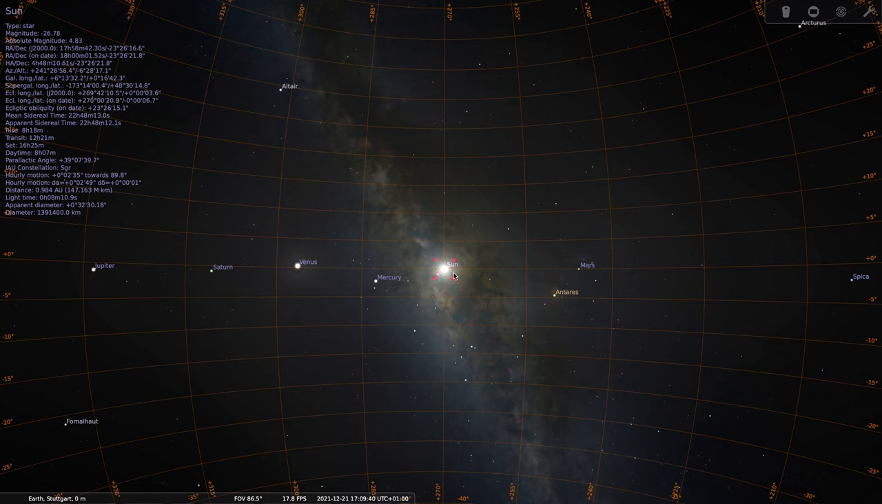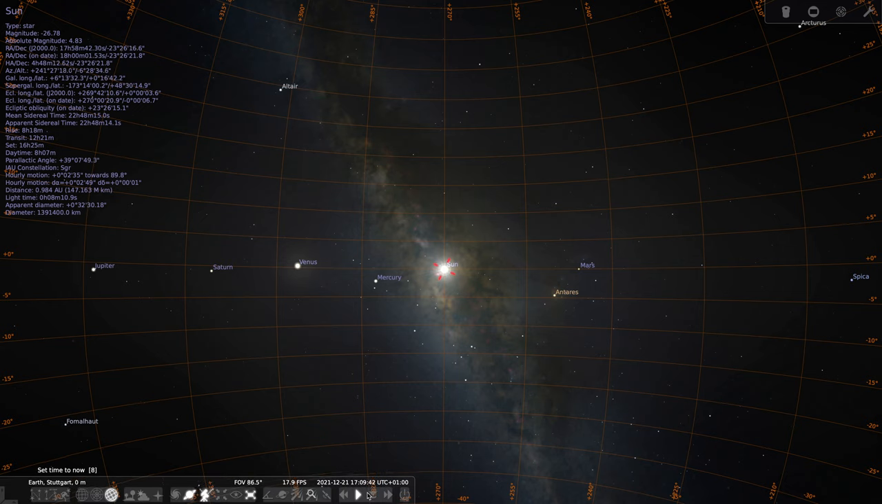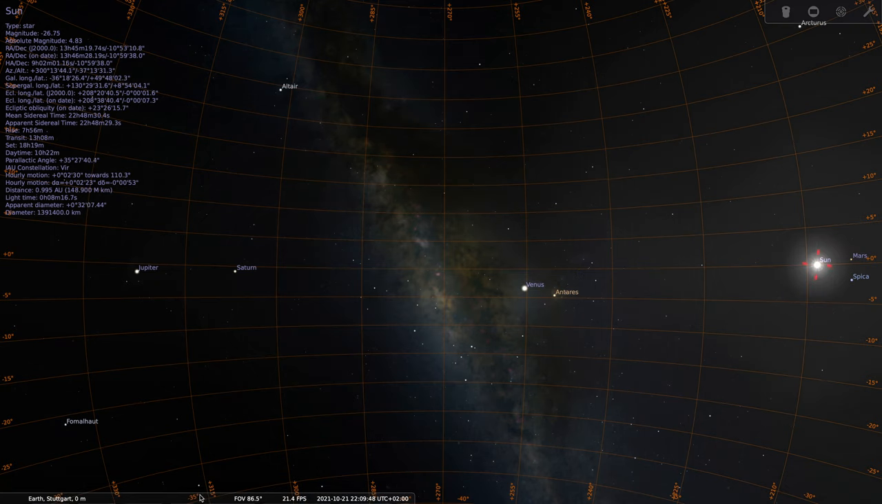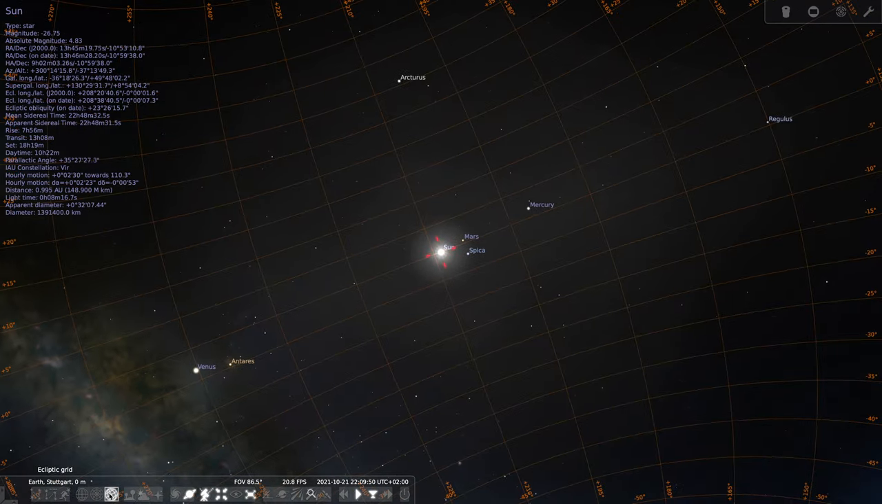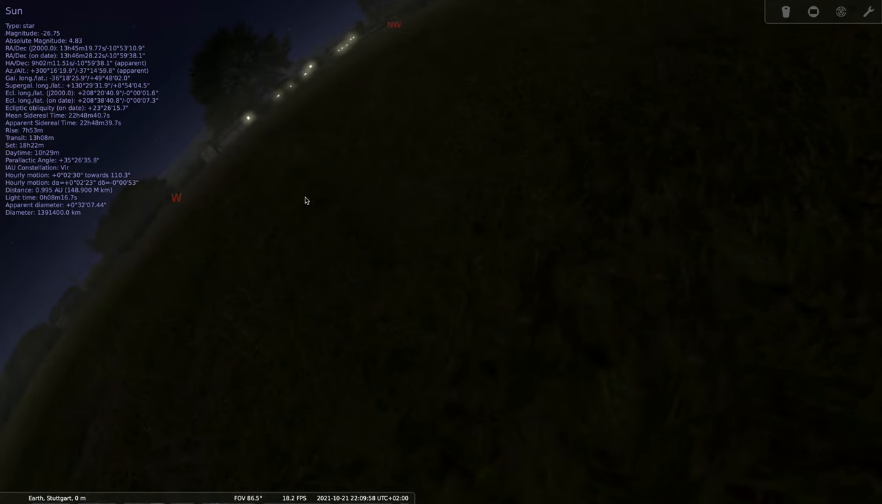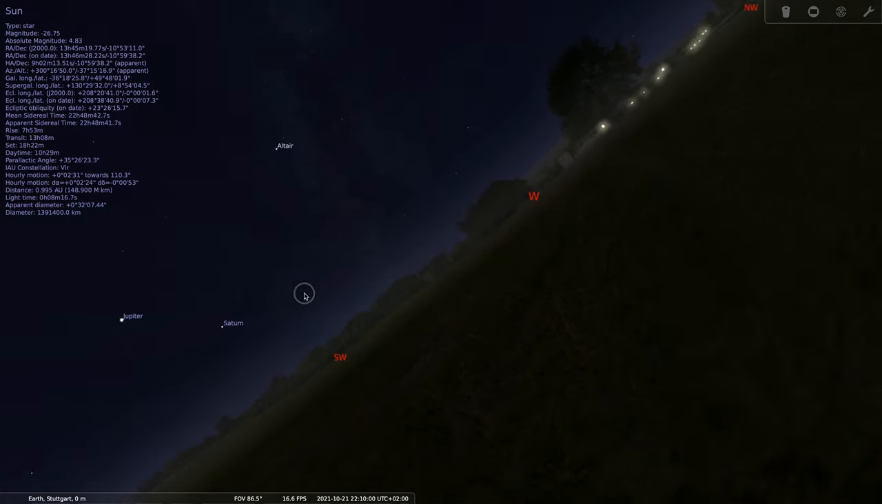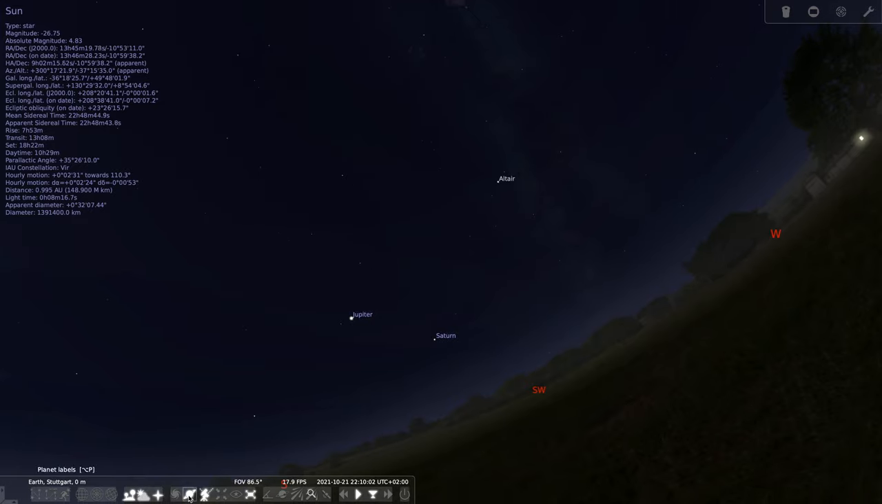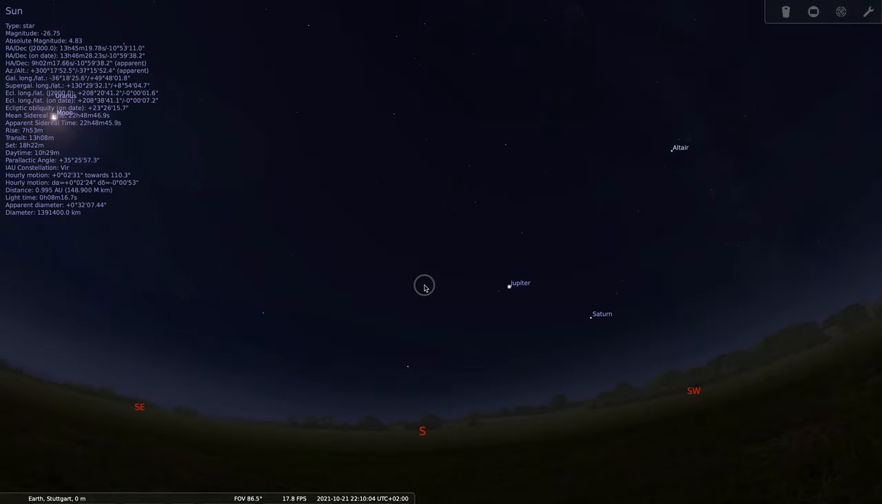Now this was the ecliptic coordinate system. Let's reset our settings again. So we focus on the sun, we turn off our ecliptic grid, we turn on the ground, the atmosphere, and the compass. Okay, now I see that didn't make a lot of sense because the sun already set.